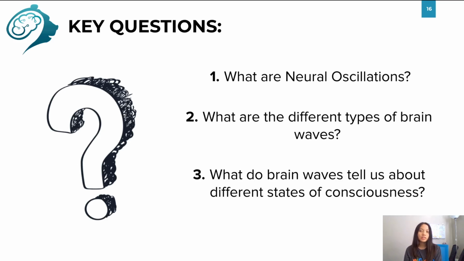And here are some key questions that we'll cover in this video. What are neural oscillations? What are the different types of brainwaves? And what do brainwaves tell us about different states of consciousness?